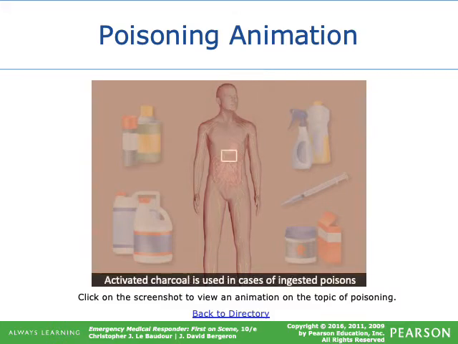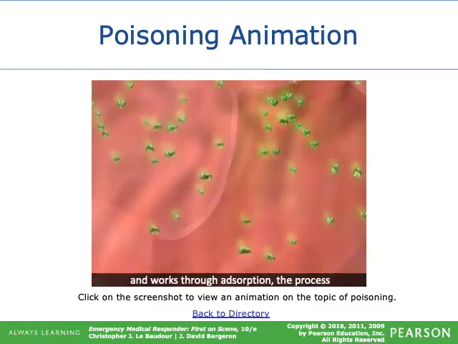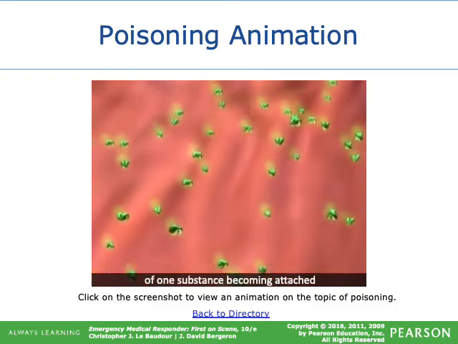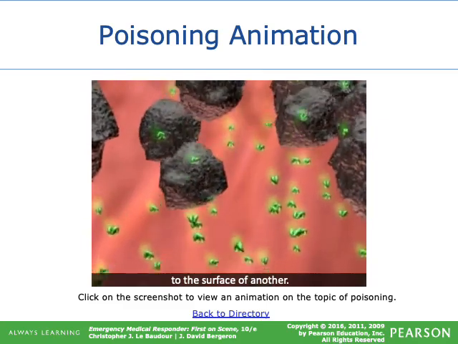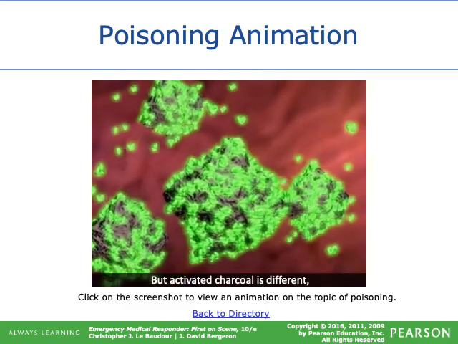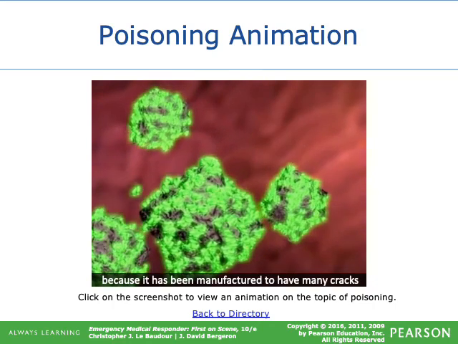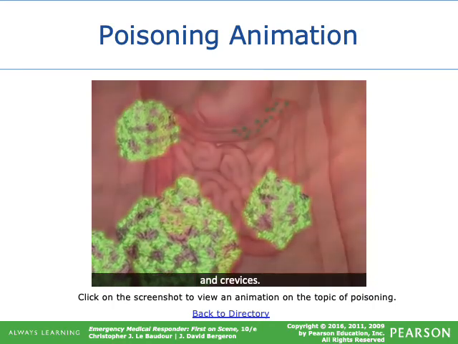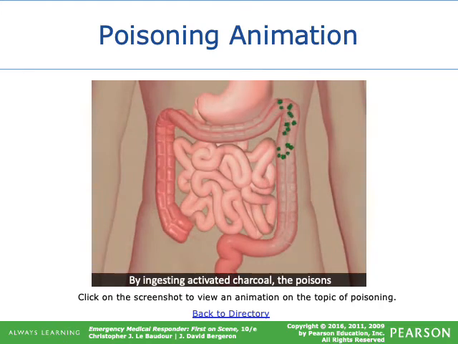Activated charcoal is used in cases of ingested poisons and works through adsorption, the process of one substance becoming attached to the surface of another. Ordinary charcoal adsorbs some substances, but activated charcoal is different because it has been manufactured to have many cracks and crevices. By ingesting activated charcoal, the poisons bind to the increased surface area and are eliminated by the body.